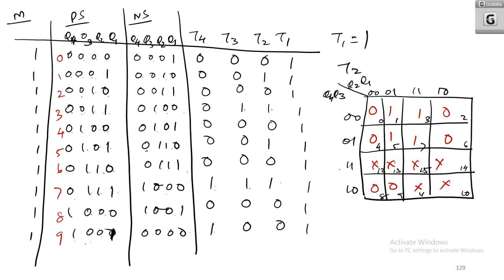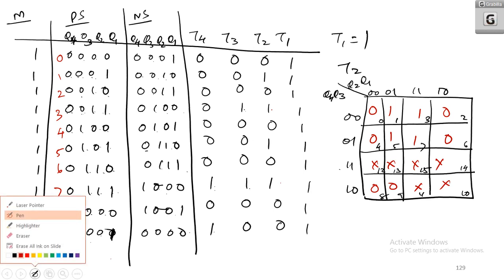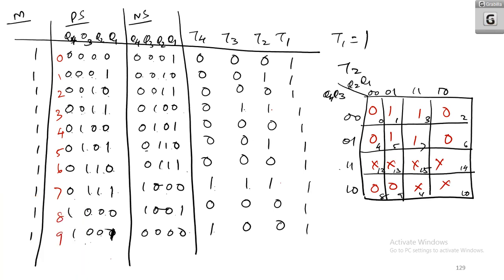Okay, so how do you club? You can club these 4. It is not an octet, but it is a quad. If I am clubbing these 4, what do I get? Which is common here? Q4 bar is common and Q1 is common. So it is Q4 bar Q1, and here the value of M is equal to 1. So you can write T2 as Q4 bar Q1 M.